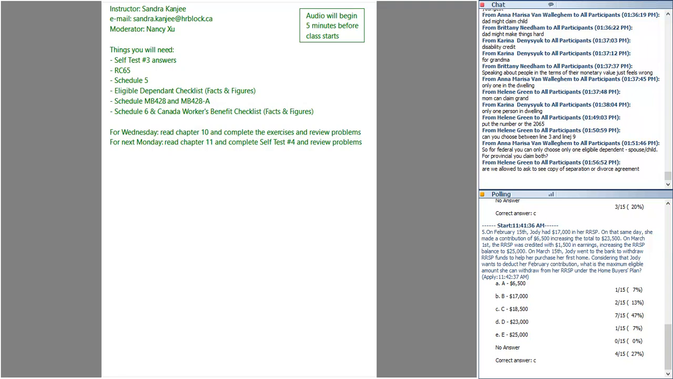And I'm just going to stop sharing, and I want to make sure that you know as well, self-test number 4 is not far away. So you're going to complete your exercises for next week, review problems, and then by next week, we're doing another self-test already.